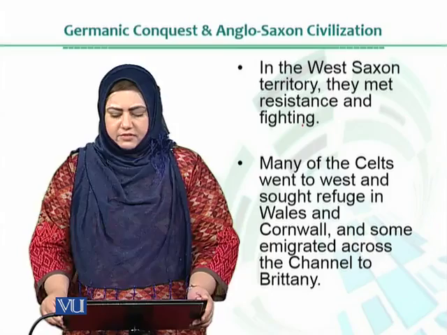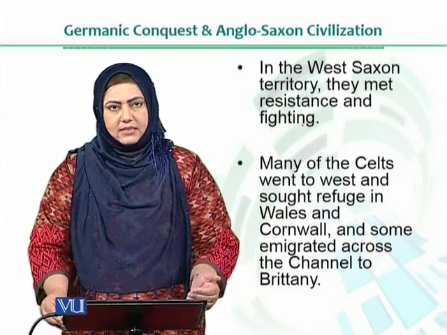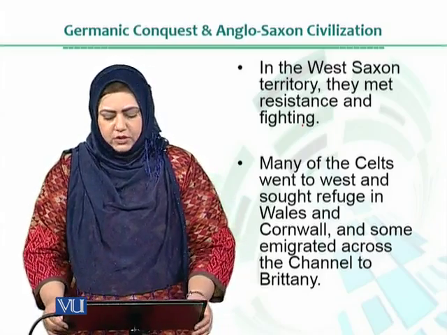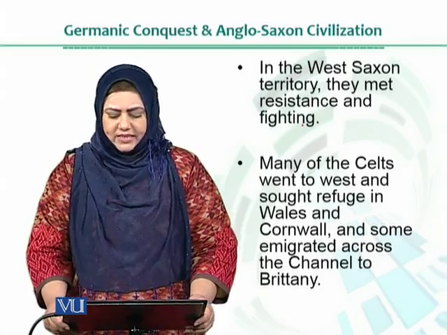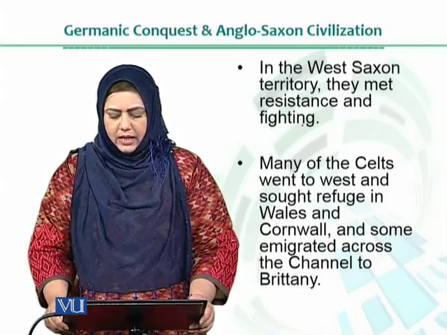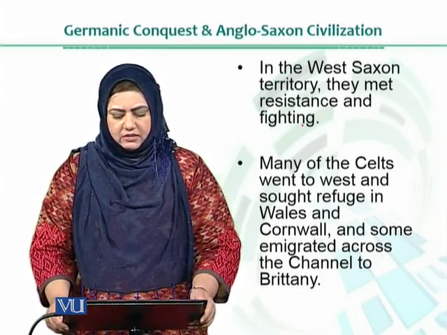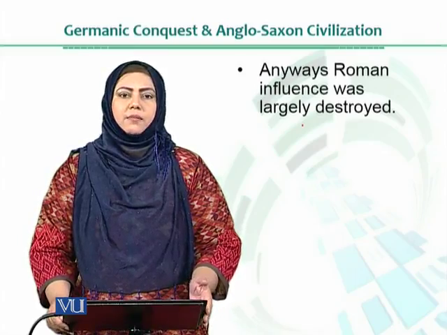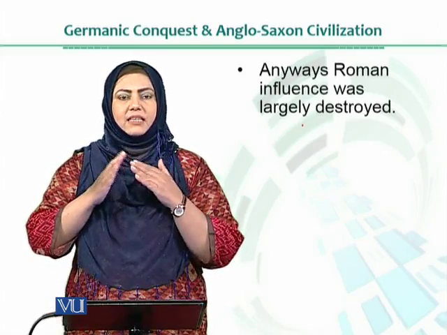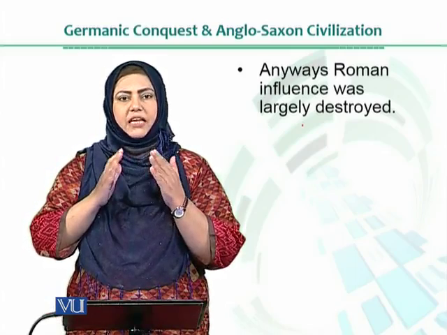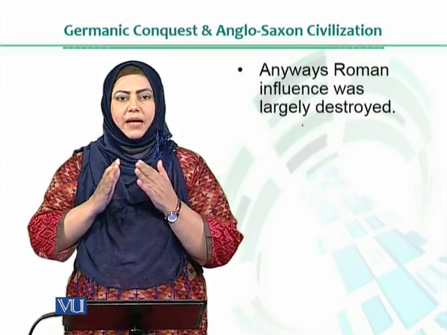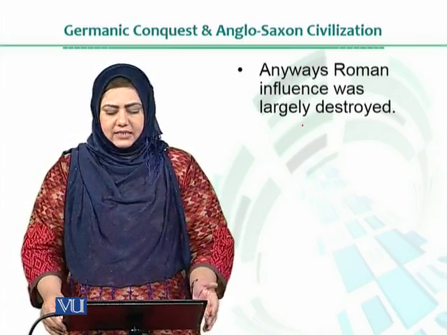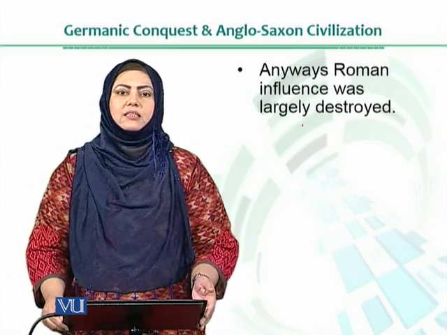In the West Saxon territory, when they met all this resistance, of course, in that particular area, their placement was lesser. Many of the Celts went to the West and sought refuge in Wales and Cornwall, and some migrated across the channel to Brittany. So, because of these dual forces of these two types of people working against each other, certain migrations took place. Anyways, the result was that the Roman influence was largely destroyed.